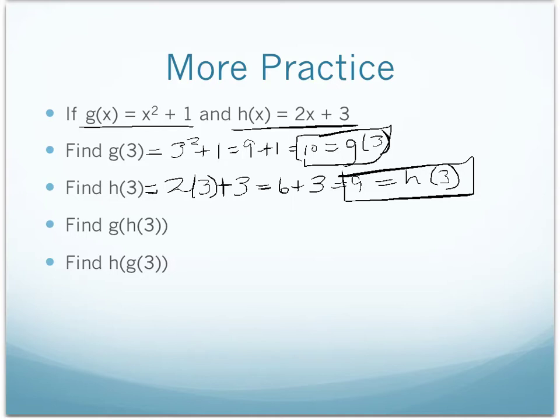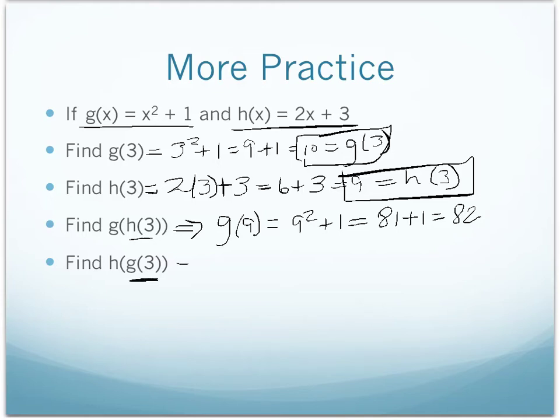Okay. Now I want to find g of h of 3. Well, because I know the inner part is h of 3, I know that value is already 9. Then what I'm really being asked is to find g of 9, which is just 9 squared plus 1, which will end up being 81 plus 1, which is 82. So g of h of 3 is 82. Now let's find h of g of 3. Well, g of 3 was 10. So I'm really being asked to find h of 10.